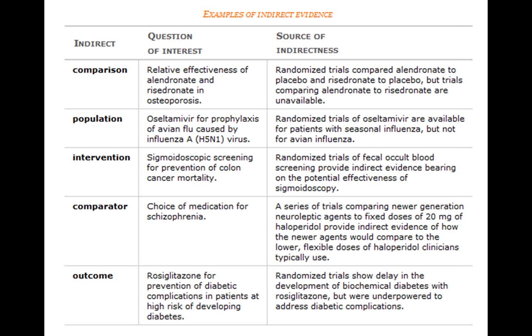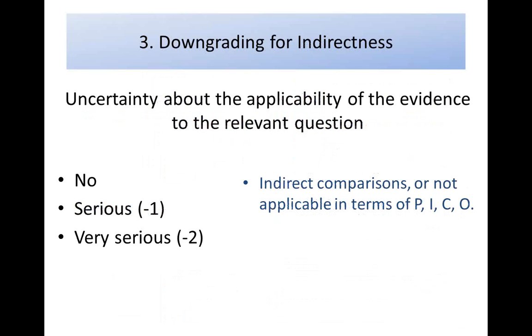So let's go through a few of the examples here, again from the GRADE handbook. They talk about comparison. I said that's indirect. Population, for example, talking about one type of flu, seasonal flu, but the evidence is only for avian flu. Randomized trials of fecal occult blood testing and then extrapolating that to other forms of screening. Looking at different drugs and the dose is not quite correct, for example. And outcomes, I guess the most obvious one is that the trials have used surrogate outcomes rather than ones we're specifically interested in. So again, we get to downgrade for this of serious or very serious.